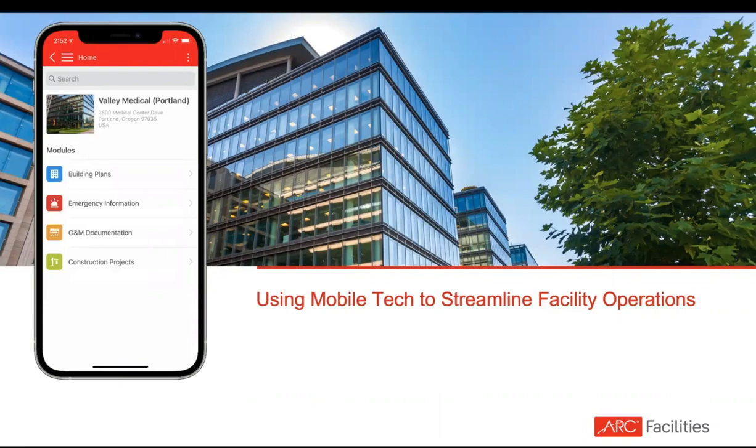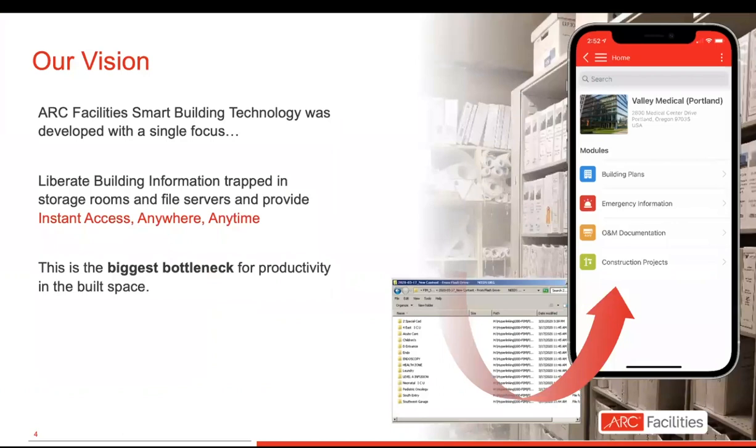So with that, I'm going to start with a brief overview of what ARC Facilities is. When we get up in the morning, what is it we're trying to do? Why do we get up in the morning and work on this? If you take a look at that picture in the background, you see that room filled with paper. You see the folders and files on the shared drive. That is information about your building. And what we've found is that over 80% of the buildings and owners that we talk to have that information trapped on paper in rooms like this, or on shared drives.